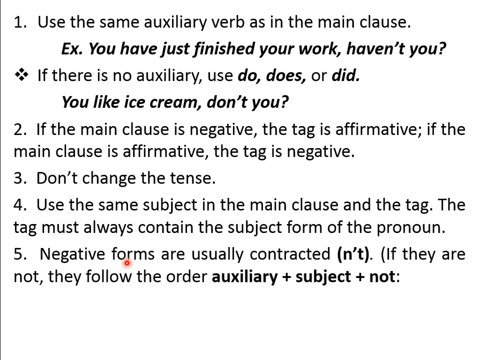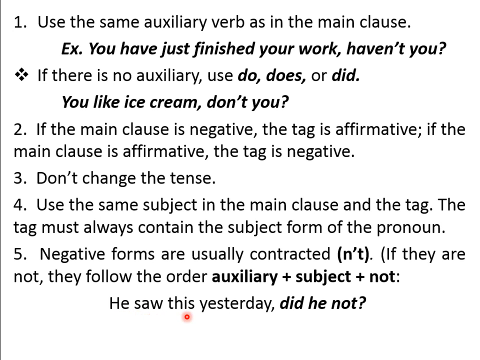Rule number 5. Negative forms are usually contracted. If they are not, they follow the order auxiliary plus subject plus not. Generally, a tag question always uses the contracted negative form. But if we do not want to use that, it's okay, but you have to follow the order auxiliary plus subject plus not. Here is the example.